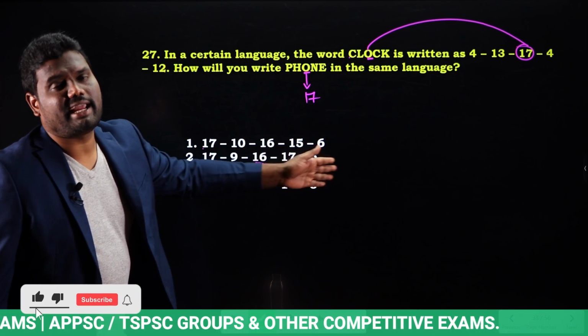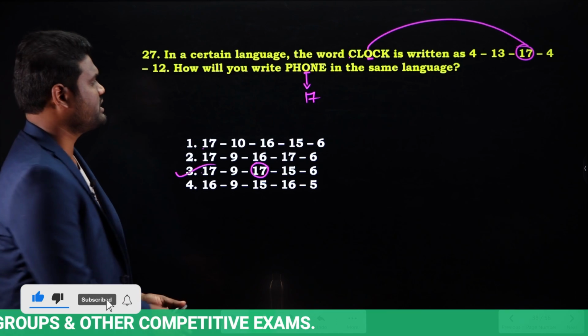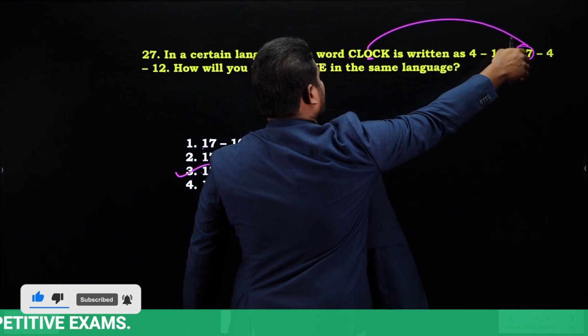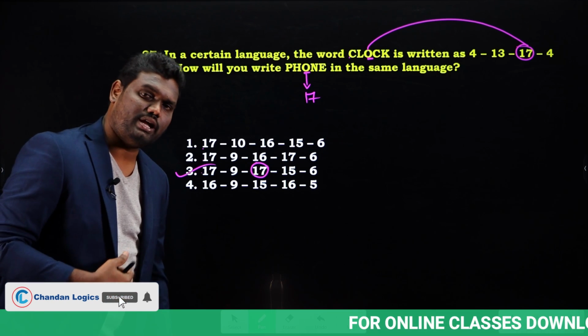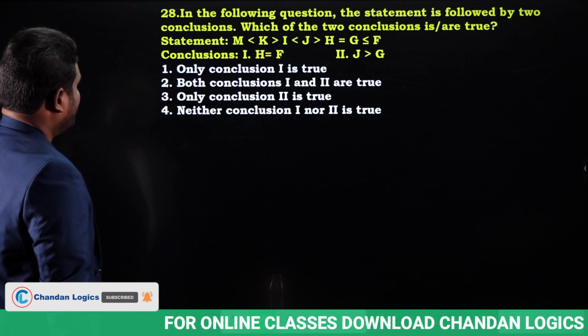Either you can check in that way and mark the answer, or use simple logic. O should be 17. We have only one option, that is nothing but option 3. Is it clear? Next one.